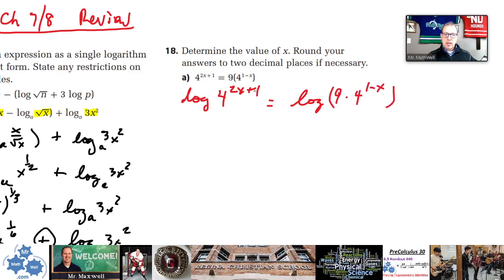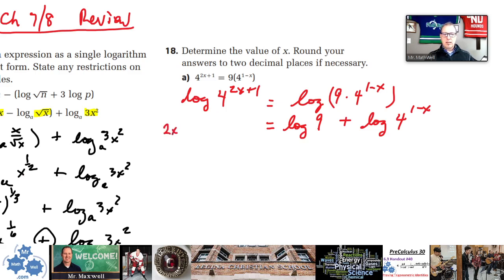Okay. This 9 out here is not subject to this exponent, okay? This is just a regular 9 to the 1. But because they're factors, 9 times this 4 power, I can separate the logs here. That's what I'm going to do. Log of 9 plus log of 4 to the 1 minus x. You see that? I'm using the laws of logarithms that I used in the previous question, just in reverse.